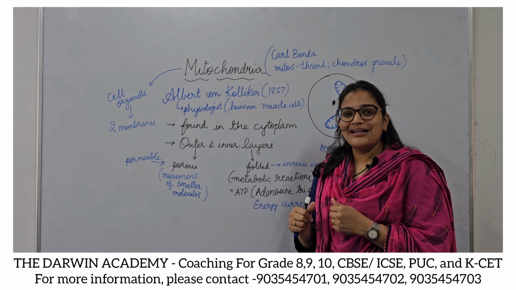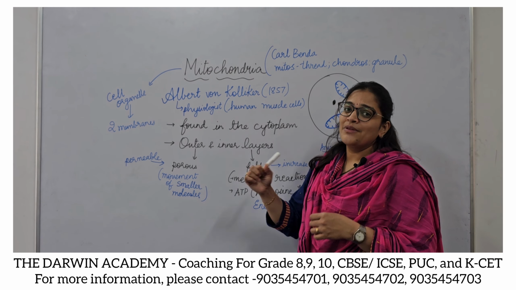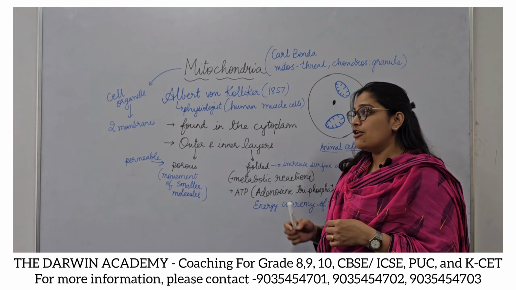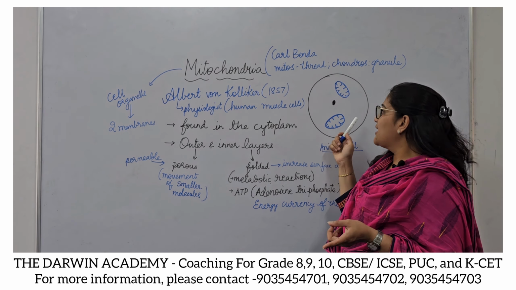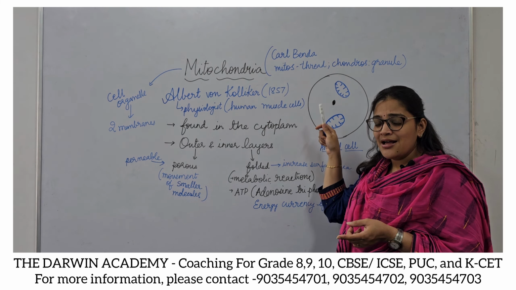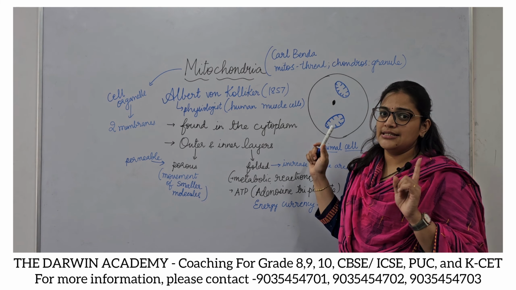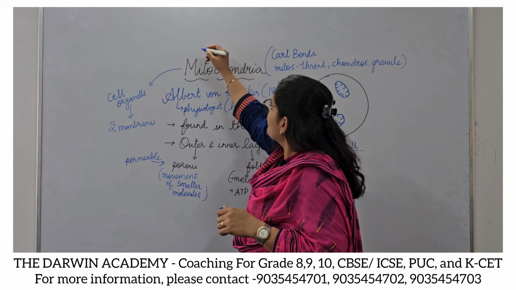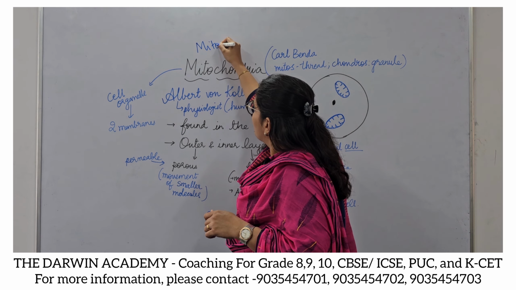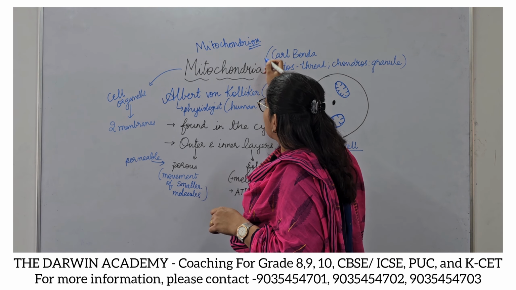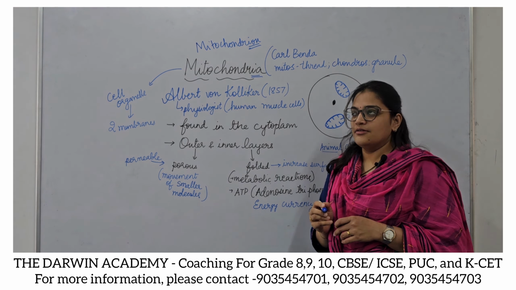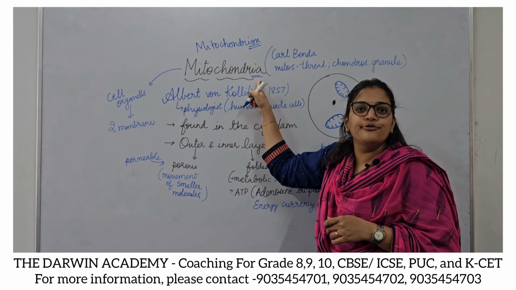So, let me quickly repeat. Mitochondria is a plural form of the cell organelles. If I am referring to more than one such mitochondrion, then I am calling them as mitochondria, and mitochondrion is singular. So that is the basic difference. This is singular, this is plural.